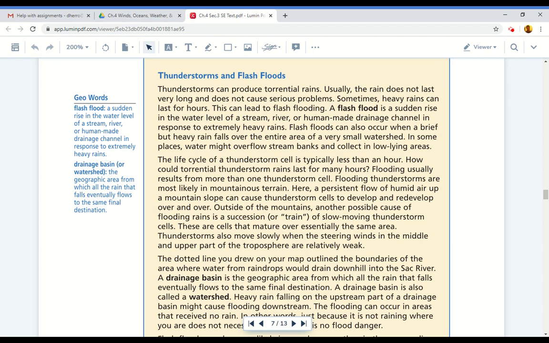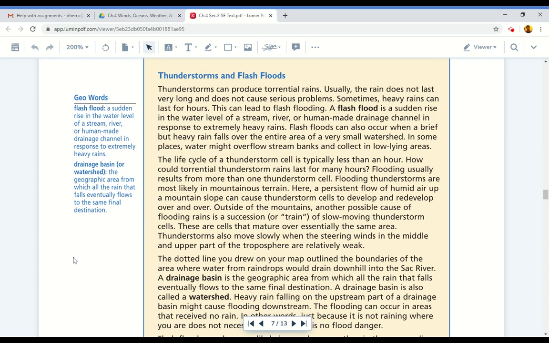A flash flood is a sudden rise in the water level of a stream, river, or human-made drainage channel in response to extremely heavy rains. Flash floods can also occur when a brief but heavy rain falls over the entire area of a very small watershed. In some places, water might overflow stream banks and collect in low-lying areas.